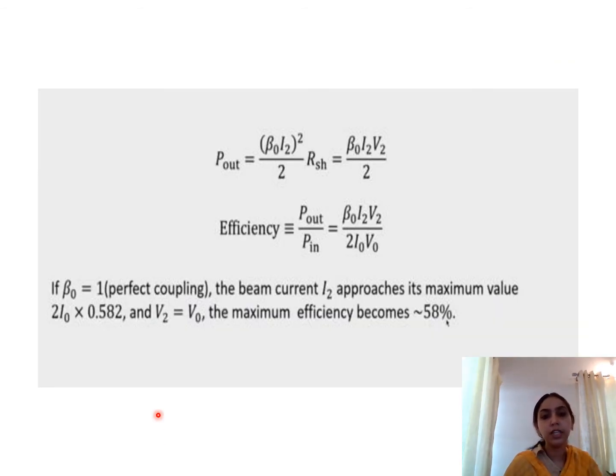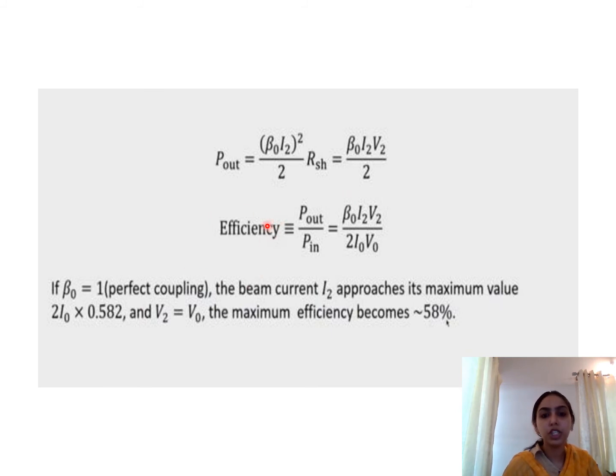So continuing from the previous slide, we have written the expression for P out, and we know that the fundamental component of the catcher gap voltage V2 is beta naught I2 RSH. So I am substituting here V2. So we get the expression as beta naught I2 V2 divided by 2.